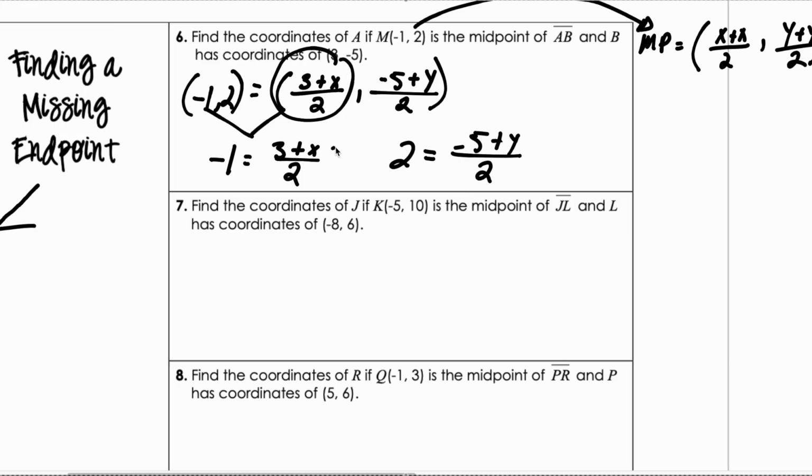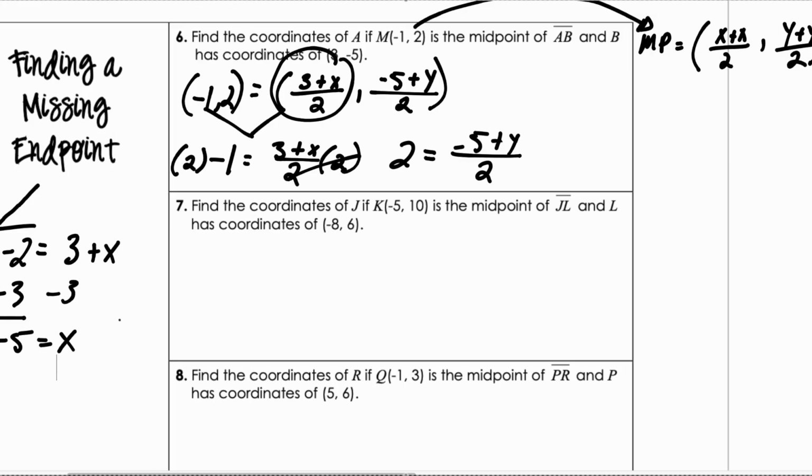To get x by itself, we're going to multiply both sides by 2. Now we have -2 equals 3 plus x. The 2's were canceled out. Now we're going to bring our 3 to the other side, and we have -5 equals x. All right, we just found our x. So let's go ahead and do the same with our y.